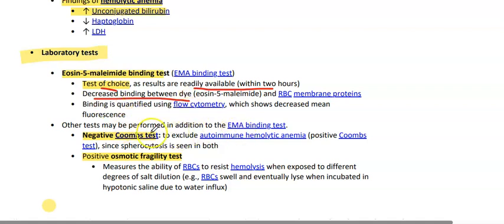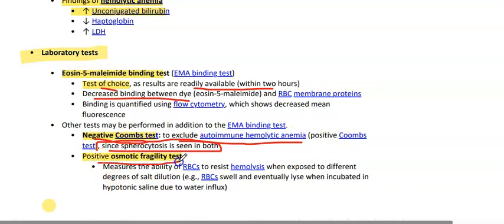Other tests may be used, like the Coombs test. The Coombs test will be negative because it's a non-immune mediated hemolytic anemia. It is used to exclude autoimmune hemolytic anemia. As we have already discussed, spherocytes are seen in both autoimmune hemolytic anemia and hereditary spherocytosis. To distinguish between them, we use the Coombs test. So the Coombs test is positive in autoimmune hemolytic anemia, while it's negative in hereditary spherocytosis.